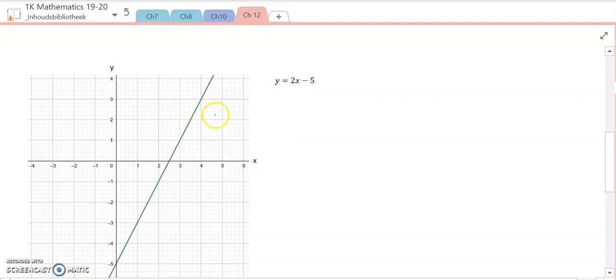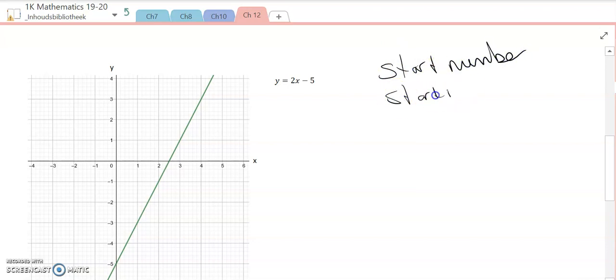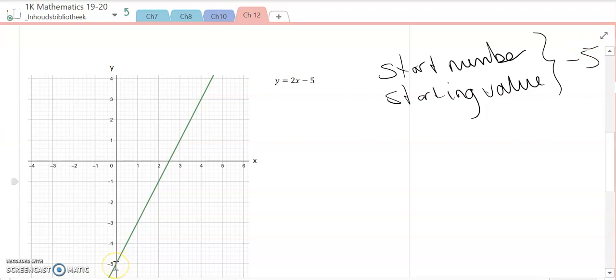The formula of this graph is y = 2x - 5. And what can you see in a formula? You can read the starting value. In the book they also call it the start number. That's the same. So start number or starting value is the number that you can see on the y-axis, where the graph is going to intersect it. So the starting value is -5, and that is where you can see the intersection point with the y-axis.